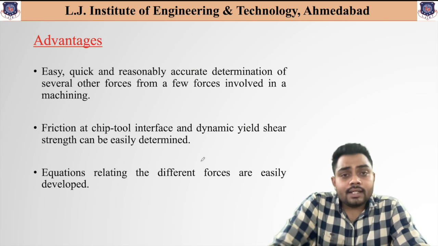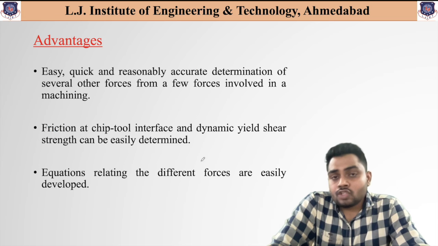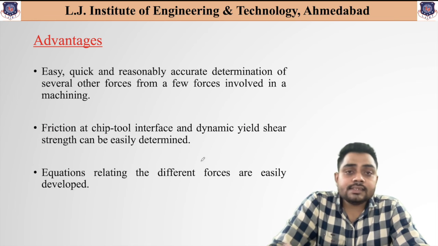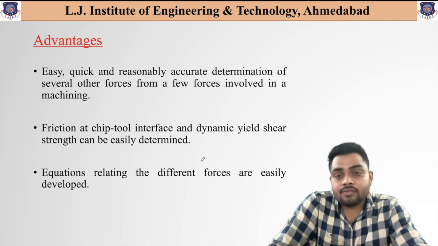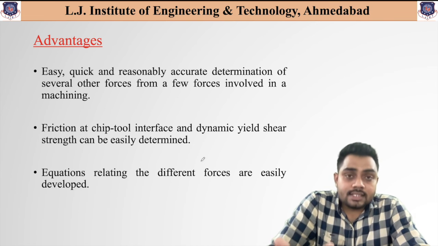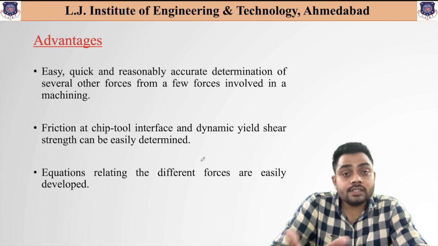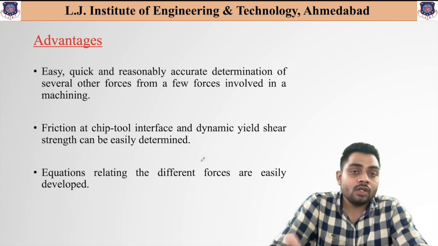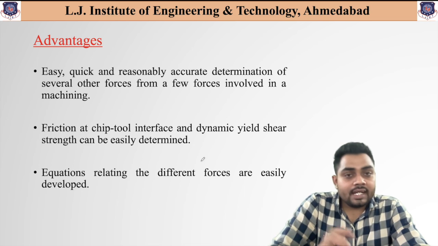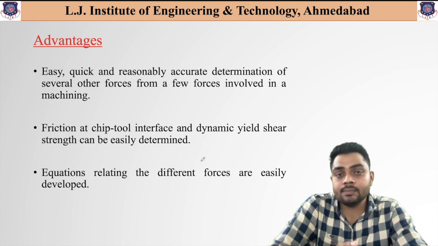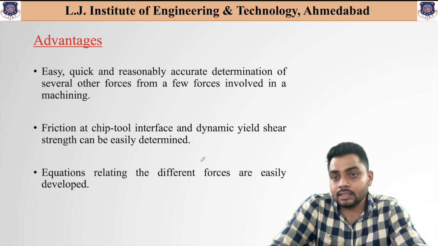So what are the advantages of using this merchant circle diagram? We can easily get the relationship between the actual forces and the measurable forces. That is the first advantage. Then, using this diagram, we also get the coefficient of friction using this relationship. And as we have the relationship between all the different variables involved during the machining operation, we can easily get the relationship between all of them. So these are the advantages of the merchant circle diagram.